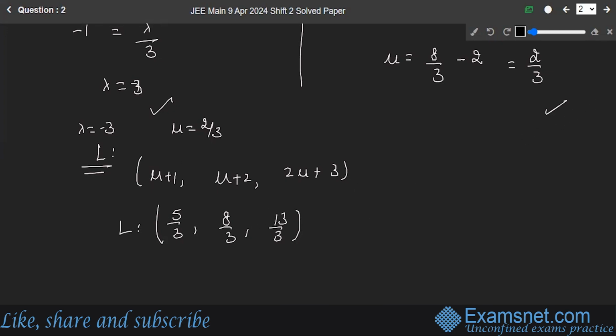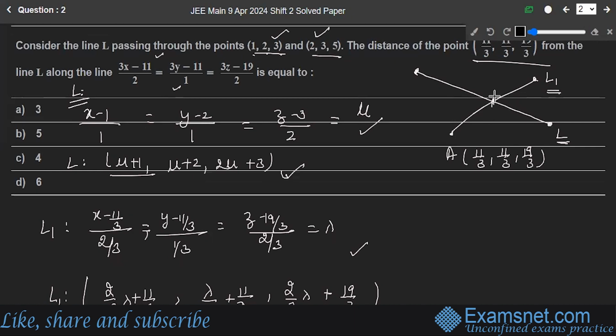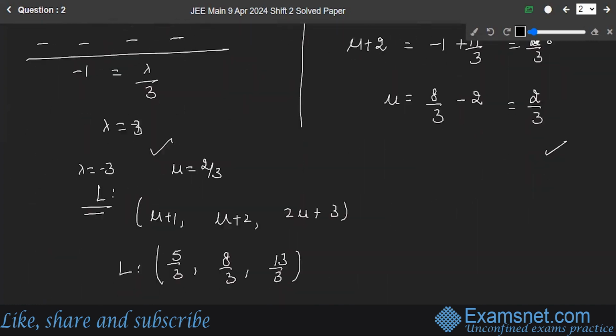Now, you have to find out the distance. Let's say this is the point B, and we just calculated that B is given by 5 by 3, 8 by 3 and 13 by 3. Okay, let's find out the AB now.